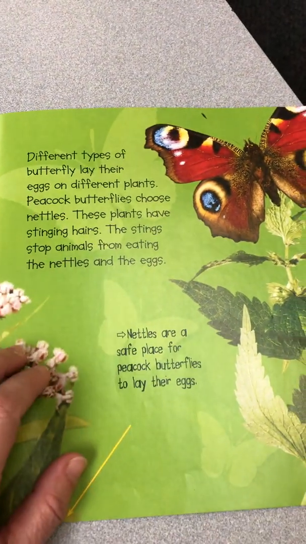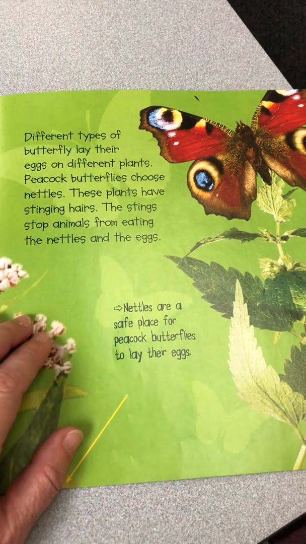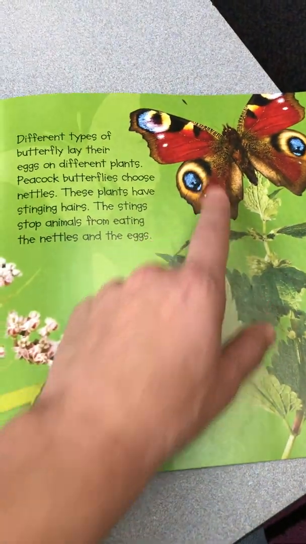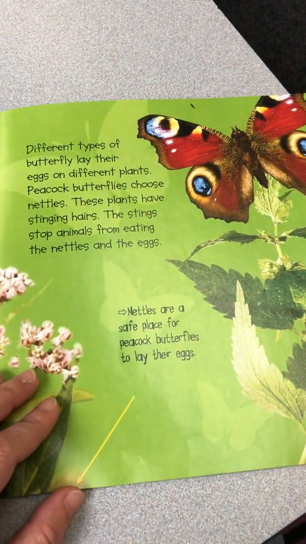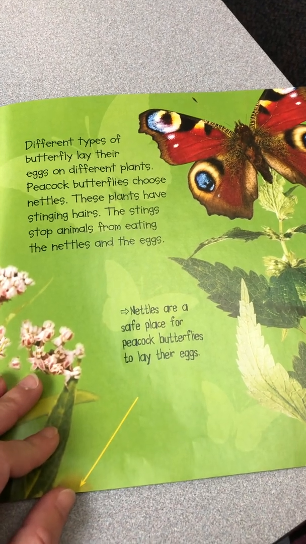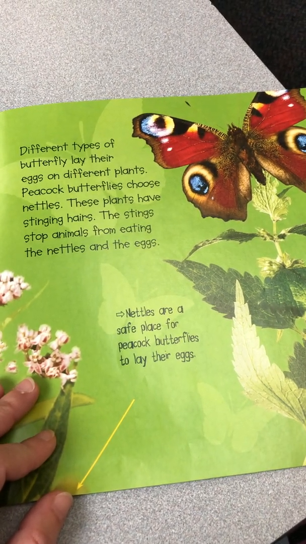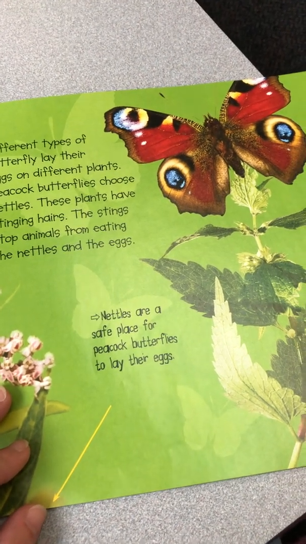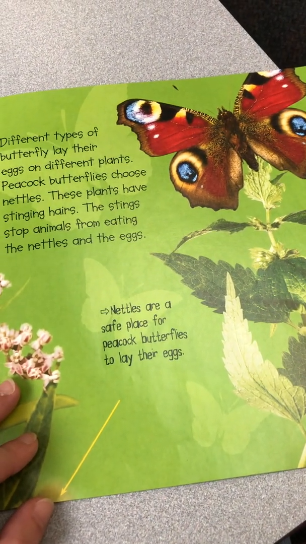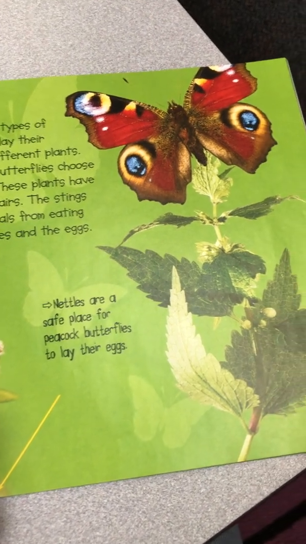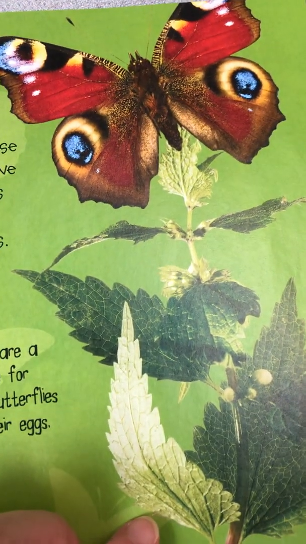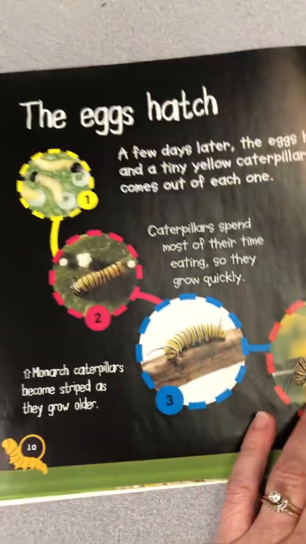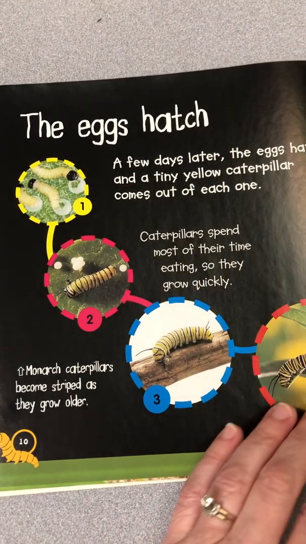Different types of butterflies lay their eggs in different plants. Peacock butterflies, this one, choose nettles. These plants have stinging hairs. The stings stop animals from eating the nettles and the eggs. Nettles are a safe place for peacock butterflies to lay their eggs. So they're laying their eggs on that one.